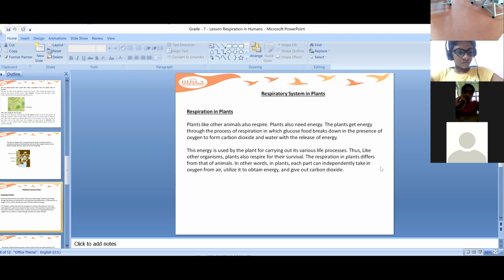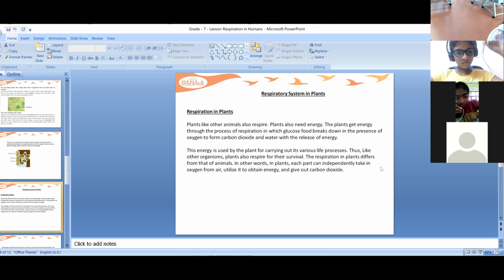Now, respiration in plants. Unlike animals and human beings, plants also need energy to live. They get this energy from glucose. How do they prepare the food? Through photosynthesis. In this process, the breakdown of glucose molecules takes place.